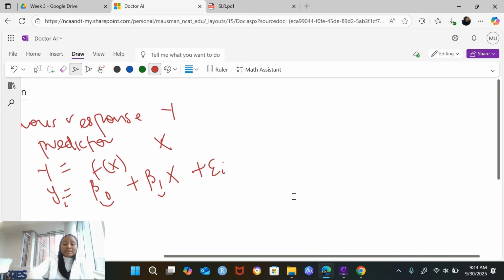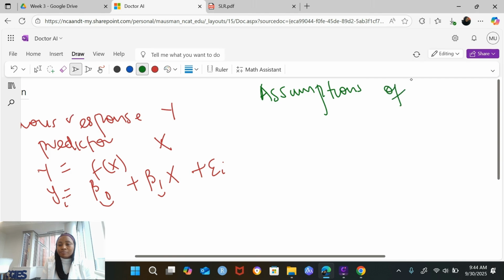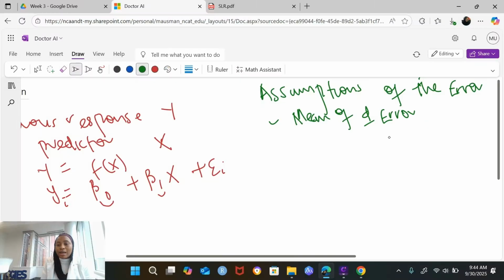Now we can come here and put this as assumptions of the error. So the first thing we want to talk about is the mean of the error terms. So we can say mean of the error, okay? And that's why we have expected value of e_i must be 0.